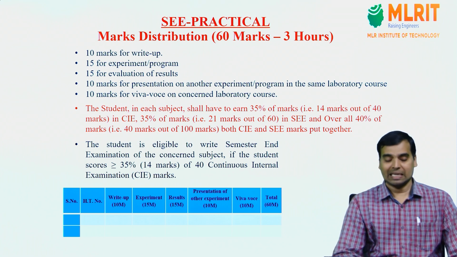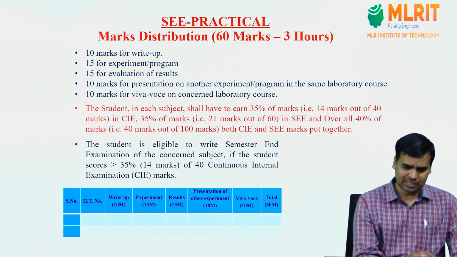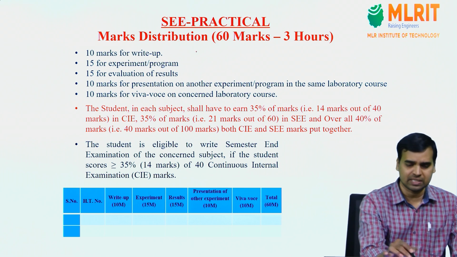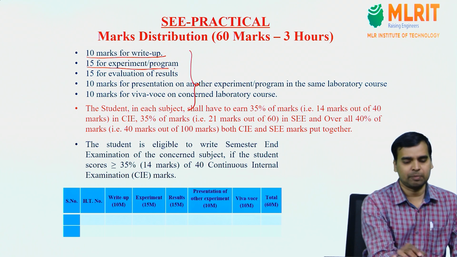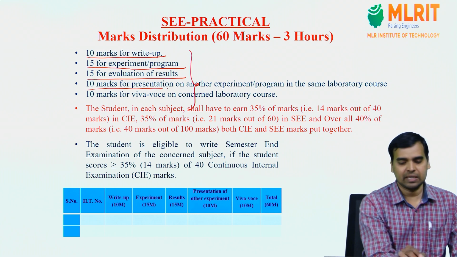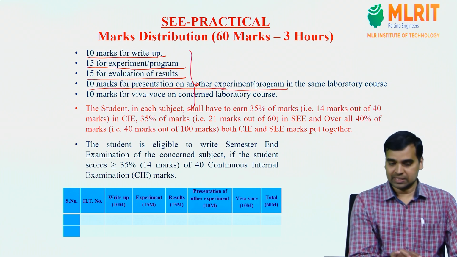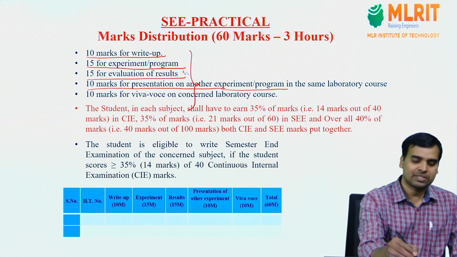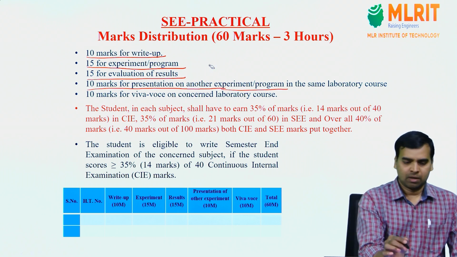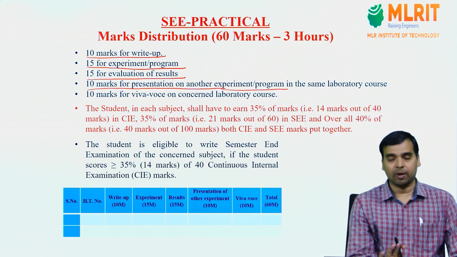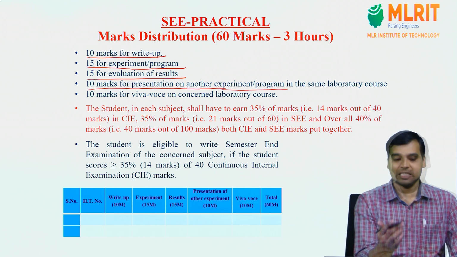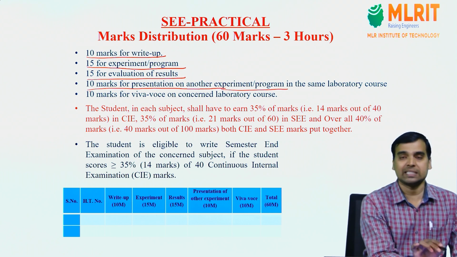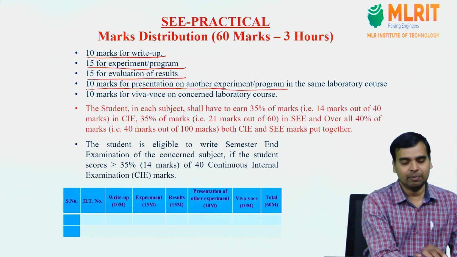Now when it comes to the SCE practical exam, this is out of 60 marks, 3 hours. In that 60 marks, 10 marks for initial write-up, 15 marks for experiment and experimental program, 15 marks for evaluation and result, and 10 marks for presentation of another experiment. Here you can see clearly, in this practical semester-end exam, you are going to perform whatever experiment you got. Apart from that experiment, for another experiment, no need to perform; at least you have to present. You have to give a presentation on that experiment. That will be out of 10 marks.